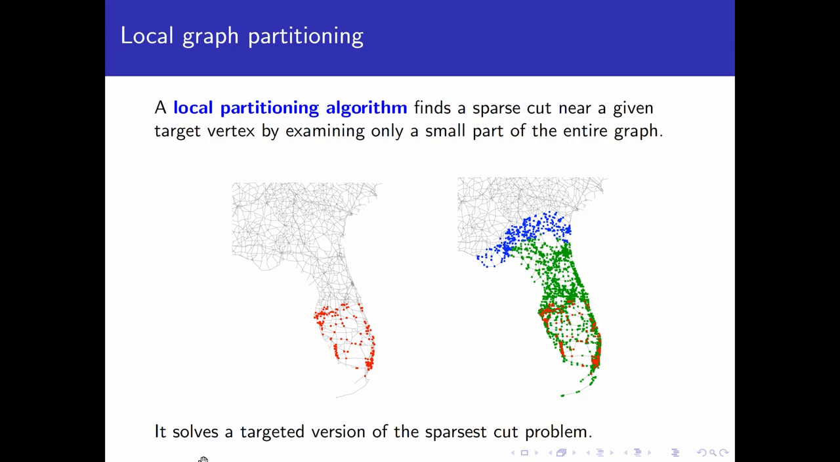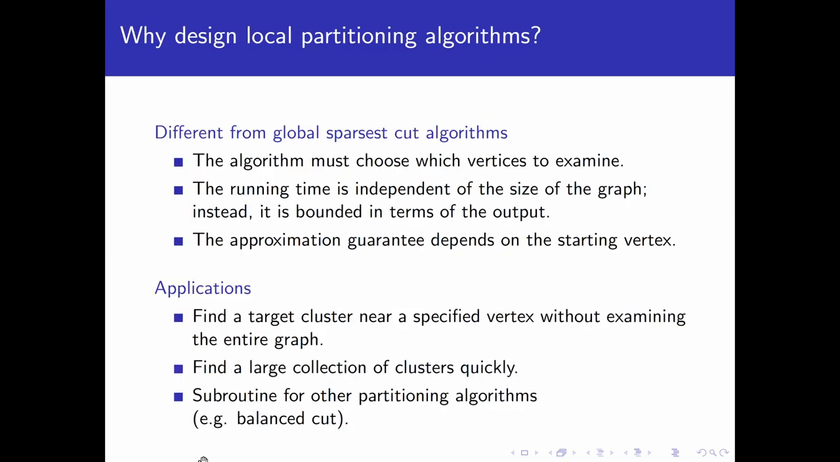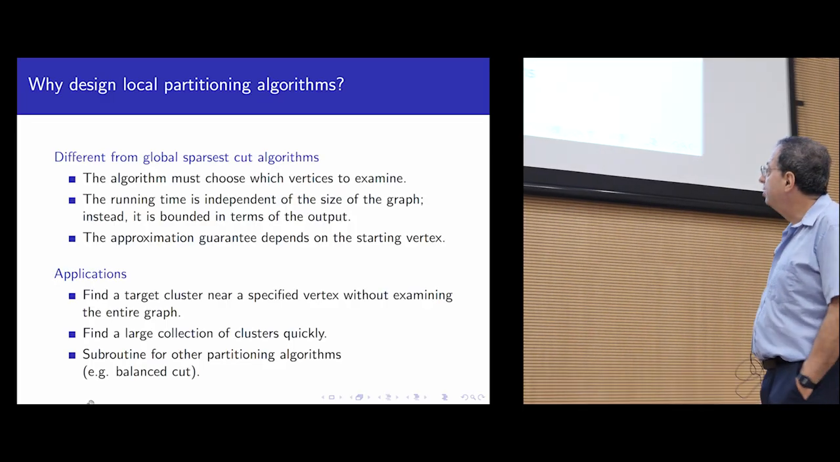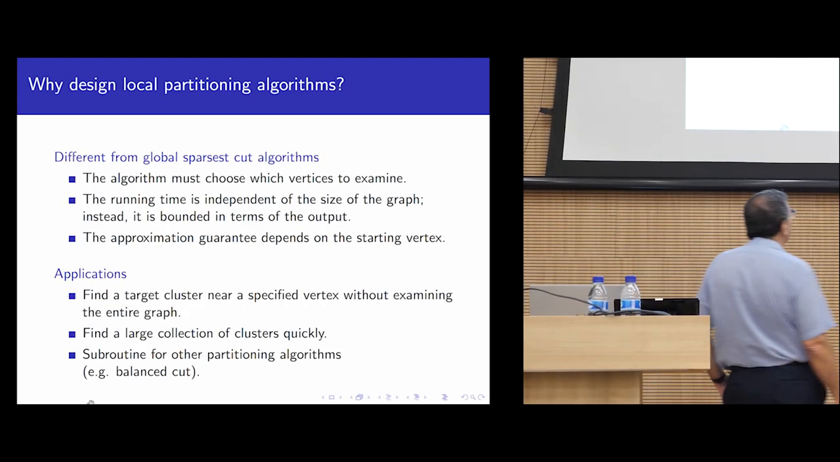It's a targeted version of the sparsest cut problem. In the road network, you can kind of geometrically find good cuts. But the bigger network is the advertiser and keyword network, where we connect an advertiser to a keyword if that advertiser made a bid on advertising with that keyword. And there are many applications of this kind of local partitioning problem. It's also used as a subroutine for other partitioning algorithms.